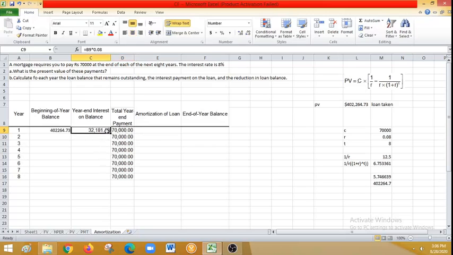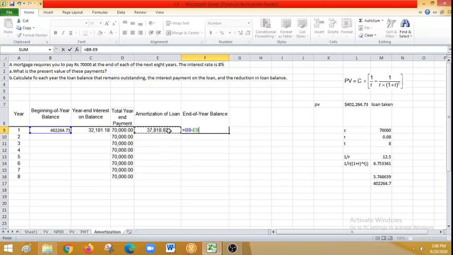32,181. So what is the remaining amount? The remaining amount is the amortization of loans, right? So equal to 70,000 minus the interest paid. Fine. So this is the interest paid amount and this is the amortization of loan. So how much will be the year end balance? The year end balance is going to be the beginning balance minus how much of principal you have paid. So this is the principal that we have paid, that is amortization of loan.